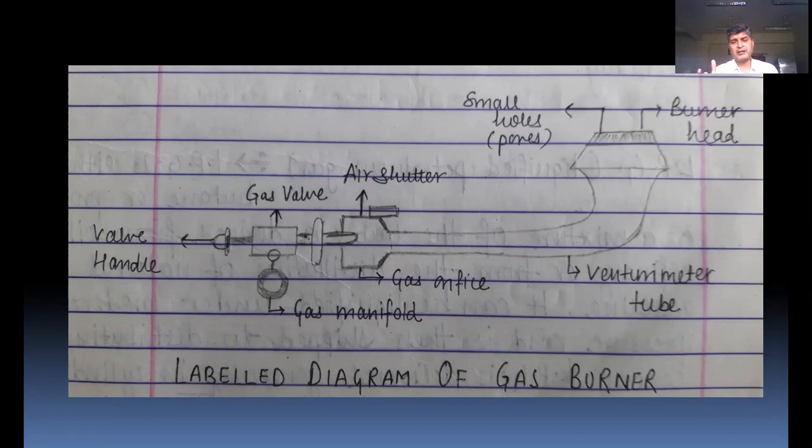Then just below the burner of a gas, it has got an air shutter through which the air is being passed, and then a long tube that is known as ventimeter tube, and it is connected with burner, and this burner is having certain holes. It is also known as burner head. Now the next, the explanation of this diagram.